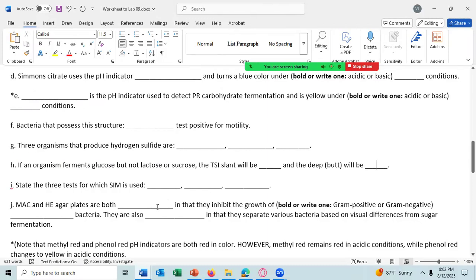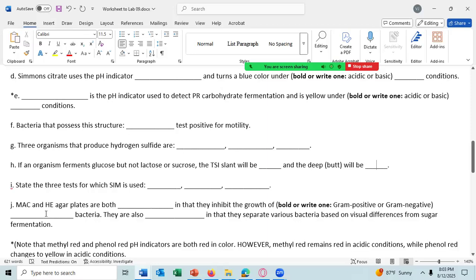So MAC and HE plates are both what? And they inhibit the growth of what type of cell, gram-positive or gram-negative? So give me what word inhibits the growth of the cells for J1. For J2, tell me which cells are inhibited, gram positive or gram negative. And you can bold this, highlight it, underline it, or write it there.